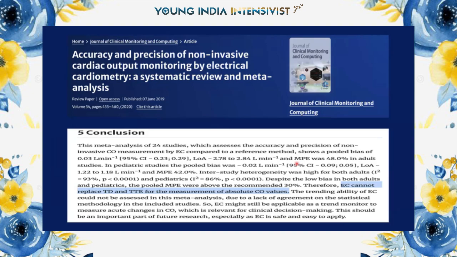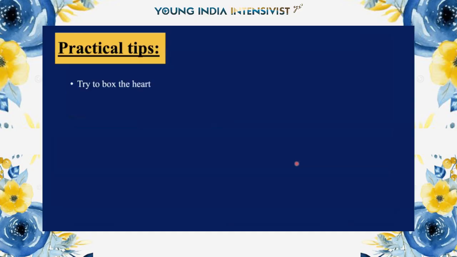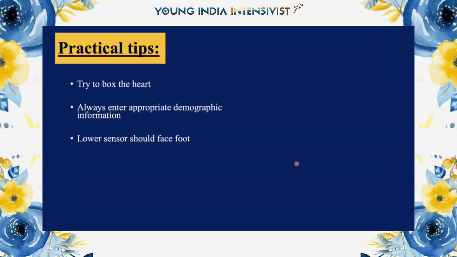Even though the trend observation is satisfactory, as of now, it cannot replace thermodilution or transthoracic echo at this standpoint. So what can we do regarding bioimpedance and bioreactance? One, we'll try to box the heart. Demography is very important because there are three parts of the equation. Okay, demography is very important.